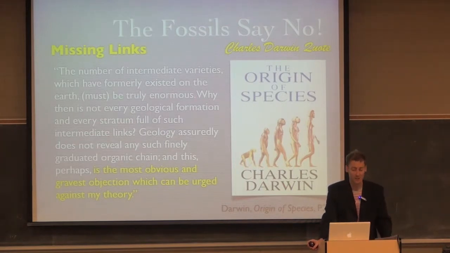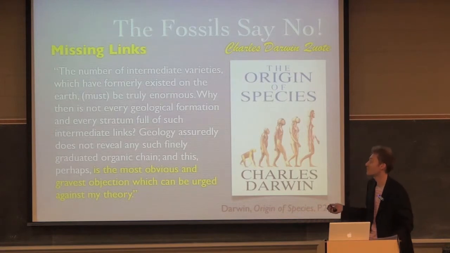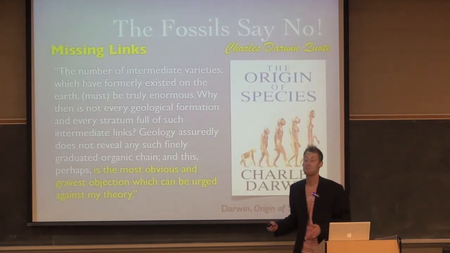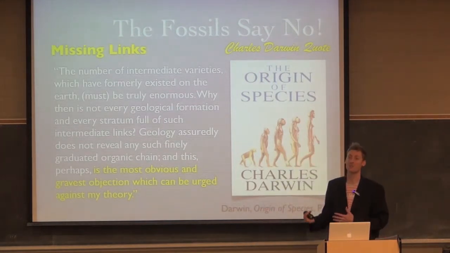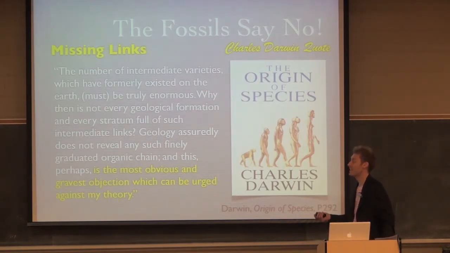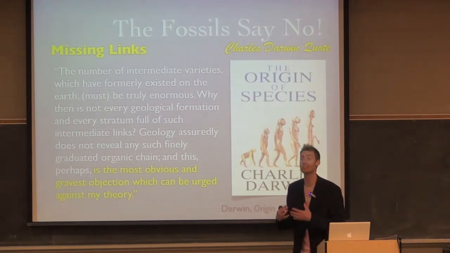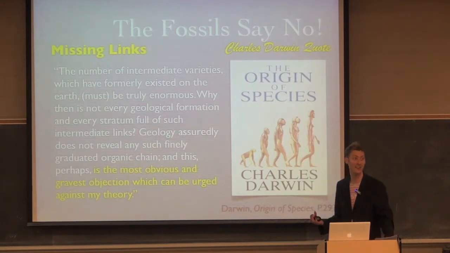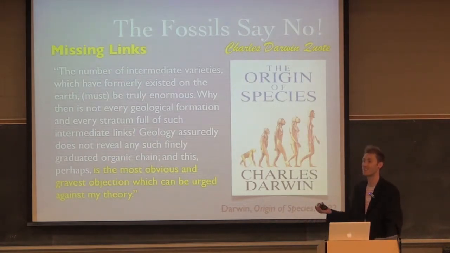In Charles Darwin's book in 1859, he writes that this is actually the most obvious and gravest objection that can be urged against my theory. See, in his day, geology and paleontology were just an early new science, but they couldn't find the transitions that he proposed. There should be millions and billions of transitions. It shouldn't be this needle in a haystack hunt.